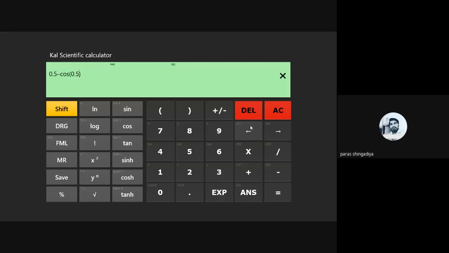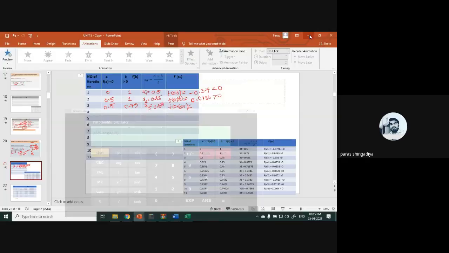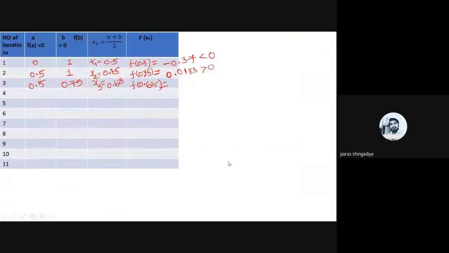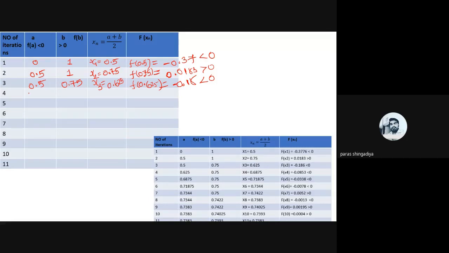We have x = 0.625, and the function output there is negative 0.1859. So it is a negative output at 0.625. Now this 0.625 will be replaced in place of 0.5, and 0.5 stays as it is, and you will get x4 equal to 0.6875.